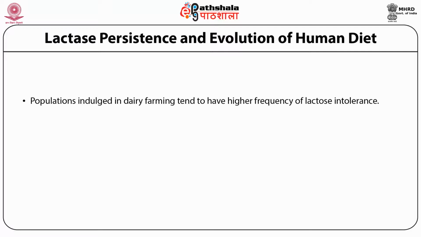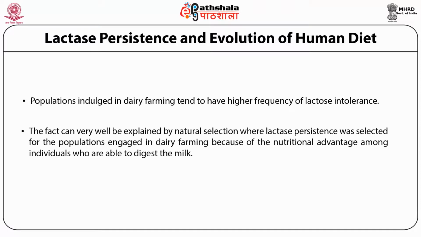Populations indulged in dairy farming tend to have a higher frequency of lactase persistence. This fact can very well be explained by natural selection, where lactase persistence was selected for in populations engaged in dairy farming because of the nutritional advantage among individuals who are able to digest milk.